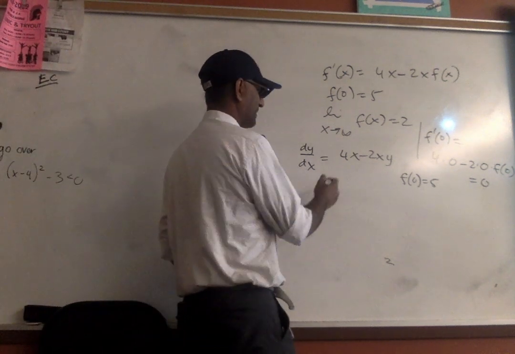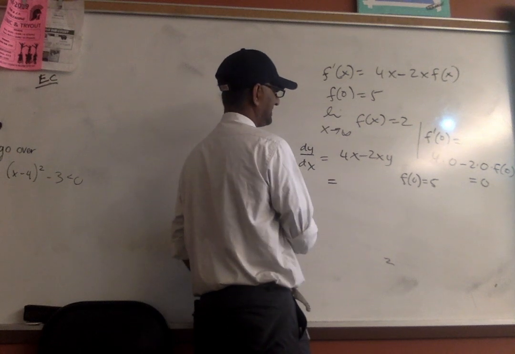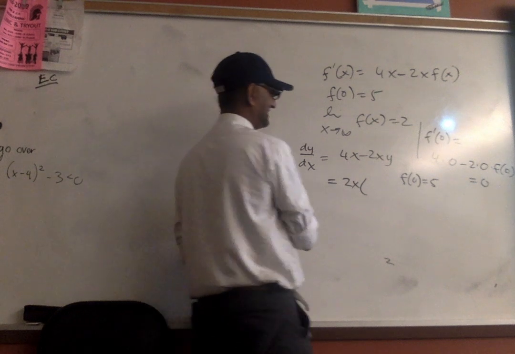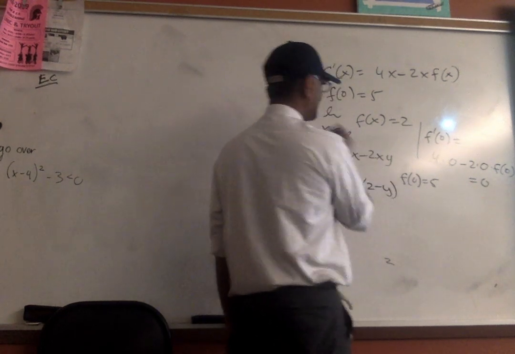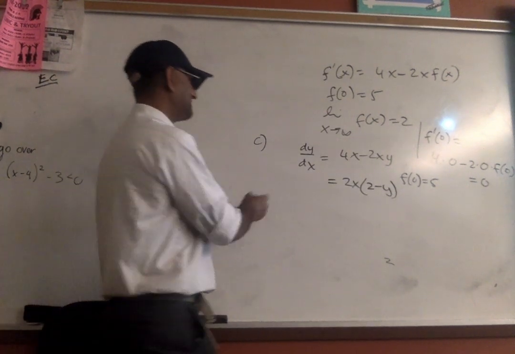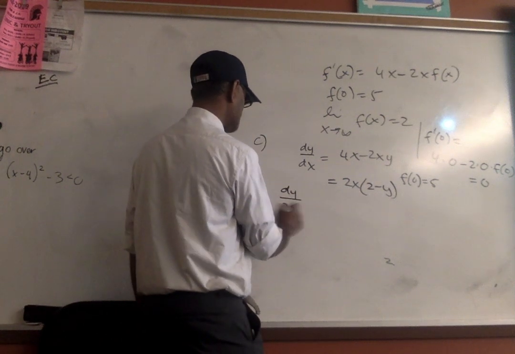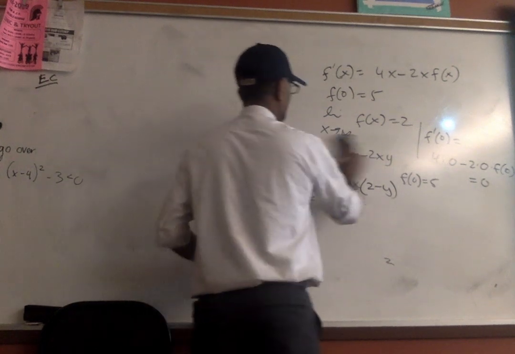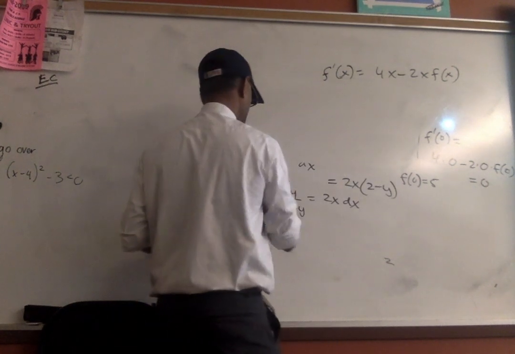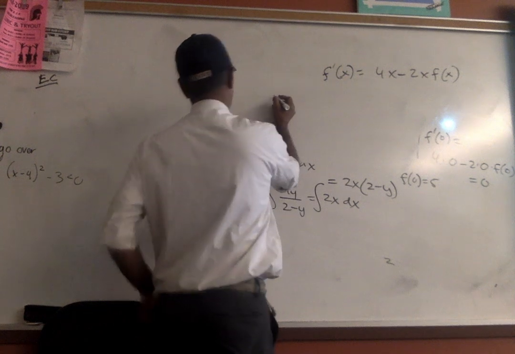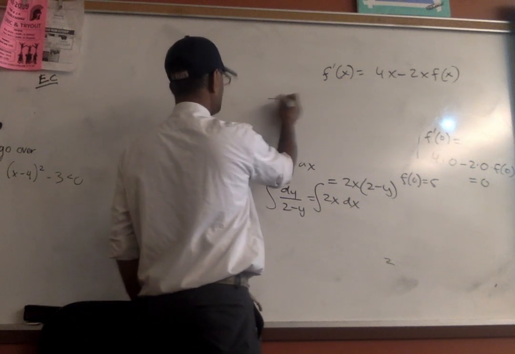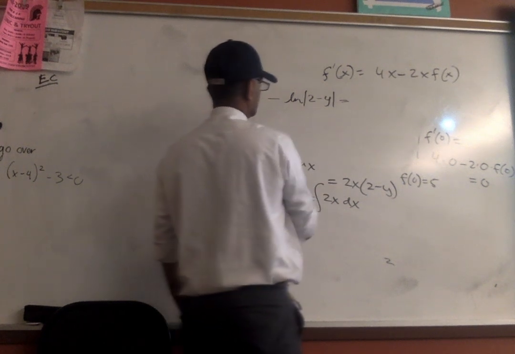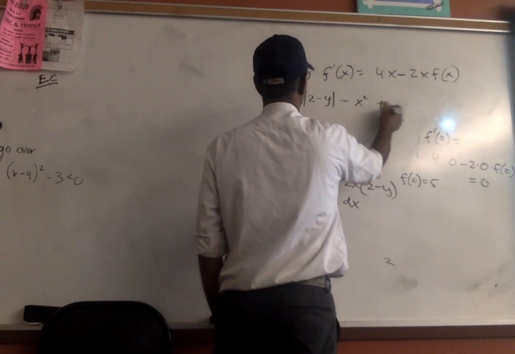Kids with imaginations, what am I doing on the right hand side? First step. Pull out a 2x. What will be left inside? 2 minus y. Now can we separate the variables? So dy over 2 minus y equals 2x dx. Okay, that's easy. Okay, integrate. Careful, left hand side is really ln absolute value 2 minus y equals x squared plus c.